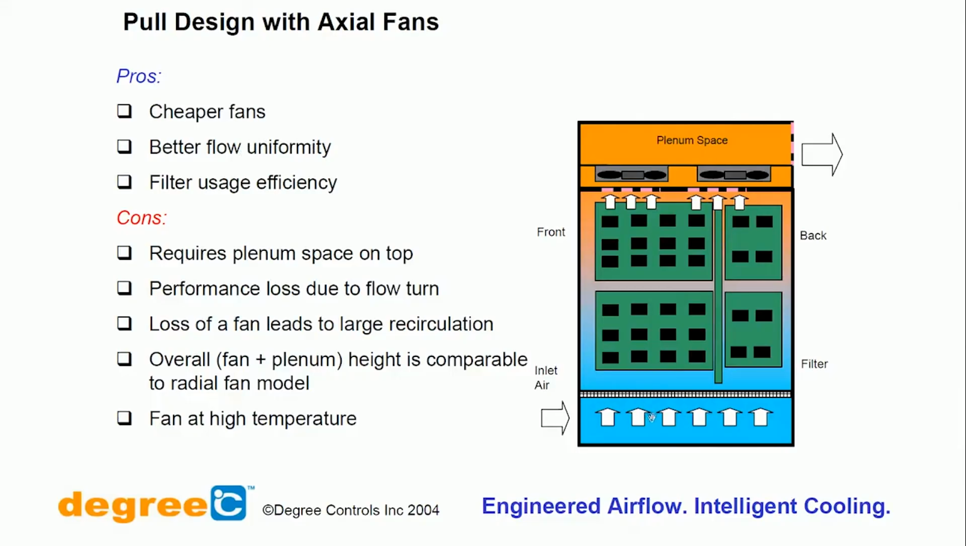Better flow uniformity, the flow can be controlled, and most important is filter usage efficiency, because while here the pressure drop can be like this, as it comes down all the parts of the filter can be directly used, which is good, is it not?